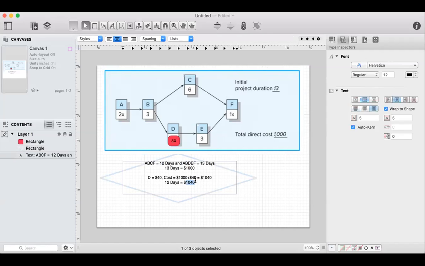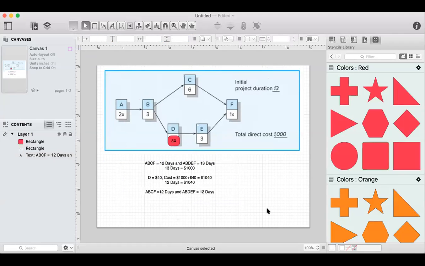So let's look at the paths. We have A, B, C, F equal 6, 7, 8, 9, 10, 11, 12 days. And A, B, D, E, F equal 12 days. So you said, I will crash E. I want you to tell me, why would you crash E?